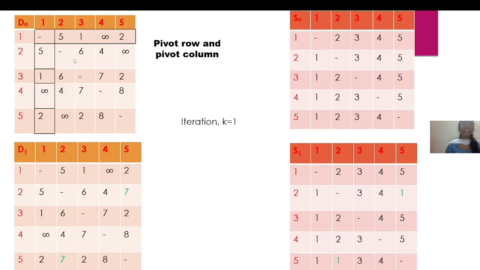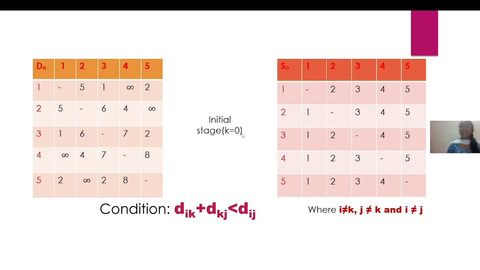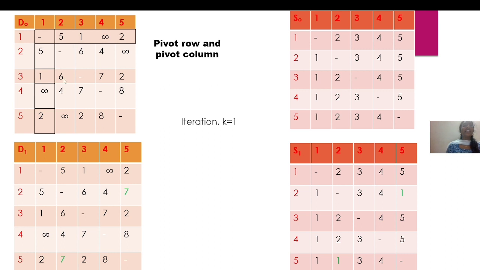So the next entry to be filled is this cell, that is D23. D23 implies that i is equal to 2 and j is equal to 3 and k is 1 here. So applying this condition here, that is D21 plus D13 is less than D23, which implies that adding this cell and this cell, that is 5 plus 1, should be less than the entry which we are checking, that is 6.